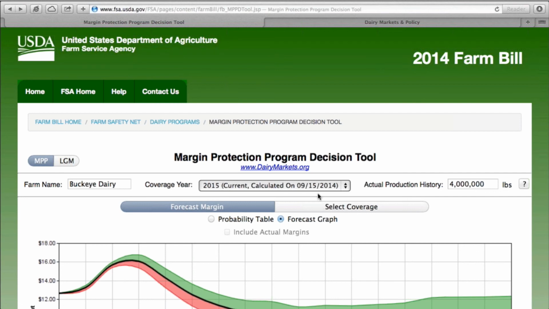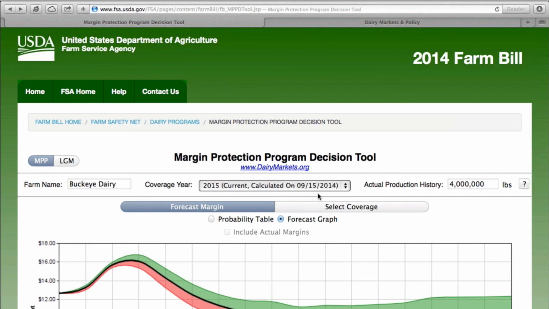It's a good question. Why is $8 the highest margin offered through MPP? Well, MPP, at least in my opinion, is not designed to be a whole farm insurance product. It's designed to protect dairy farmers against the catastrophic declines we experienced in years like 2009, 2012, 2013.